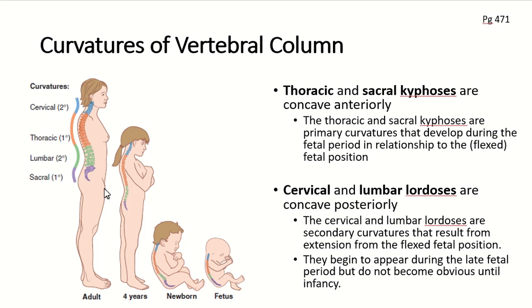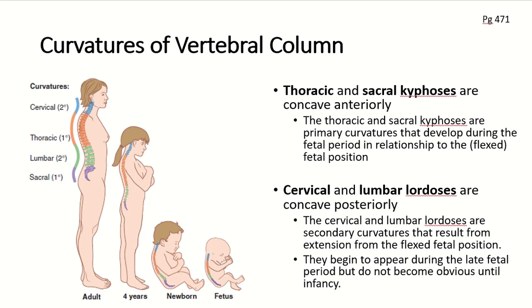The cervical and the lumbar lordoses are secondary curvatures that result from extension from this flexed fetal position that we're in up to the upright stance. We start to see these cervical and lumbar lordoses in infancy, that's when you start to see them, and they're maintained primarily by differences in thickness between the anterior and the posterior parts of the intervertebral discs.